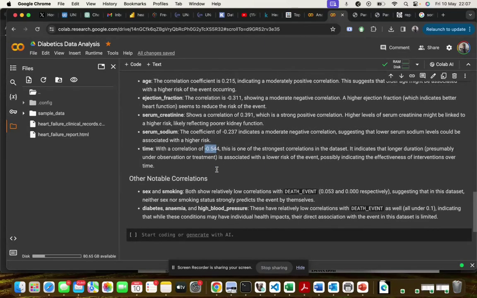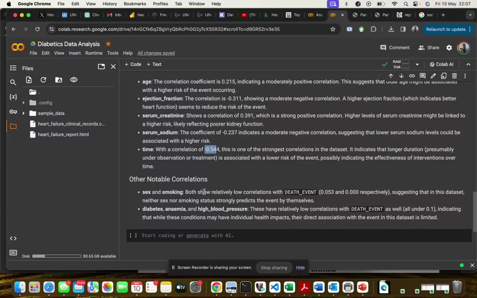So the other columns, sex and smoking, have close to zero correlation, so they don't really lead highly to death. Diabetes, anemia, and high blood pressure are all still under one, indicating that while they could be conditions that may have individual health impacts, their direct association with the event in this dataset is limited.